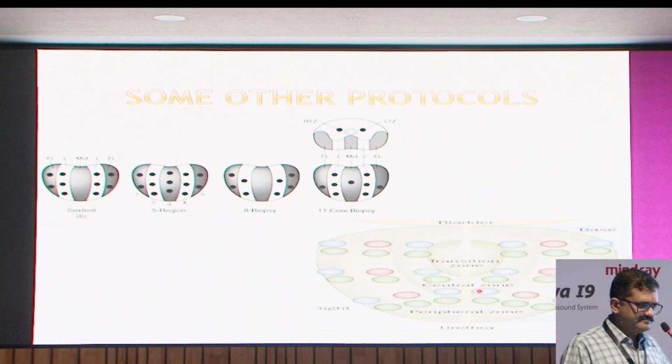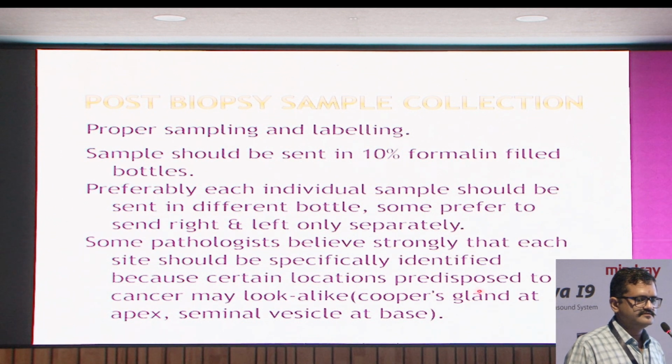So coming to an important part, post biopsy sample collection. Proper sampling and labeling is very important. Samples should be collected in 10% formalin solution, preferably each sample in a separate bottle. But the usual practice is 2 bottles, one for right and one for left. But due to some lookalike cancers like Cooper's gland at the apex and seminal vesicle at the base, some pathologists prefer to label each sample with its location.